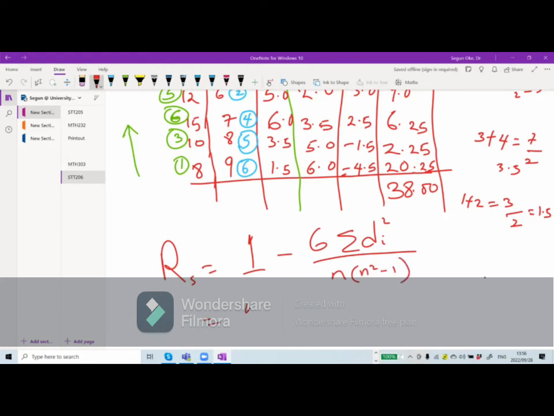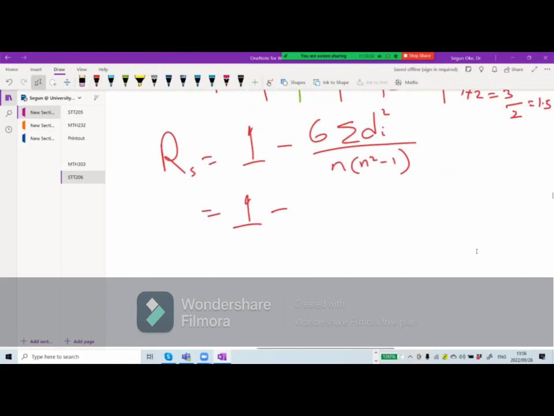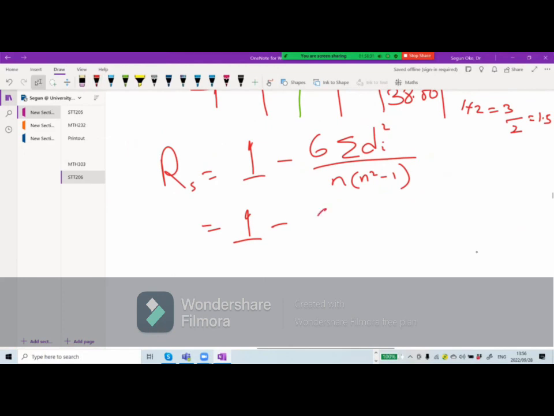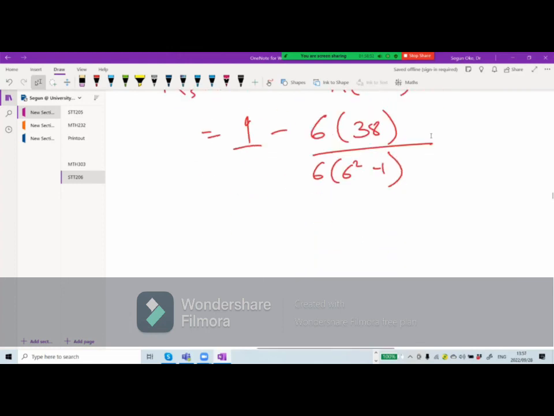So we can substitute. Don't bother yourself with that 1. Don't say 1 minus 6, it doesn't work that way. Just a 6. We know our D squared is 38, divided by N. How many values do we have? 6. So we have 6 into 6 squared minus 1. So you have it to be 1 minus 6 times 38.